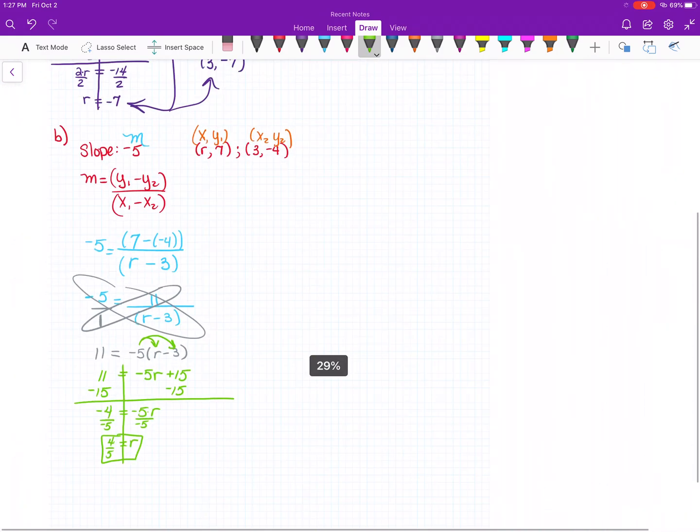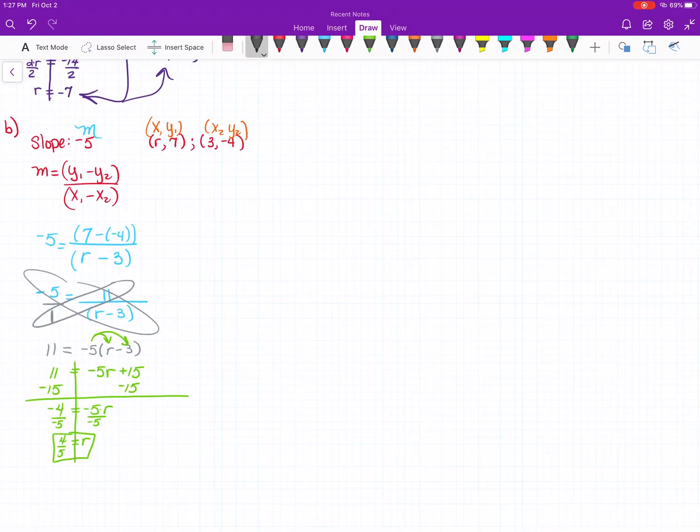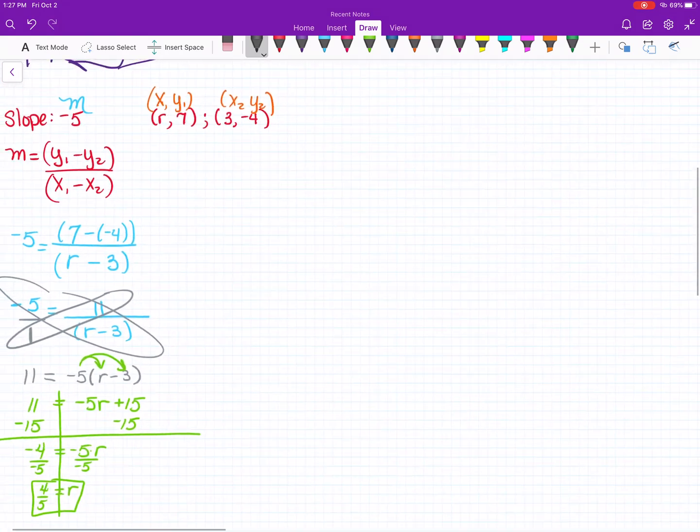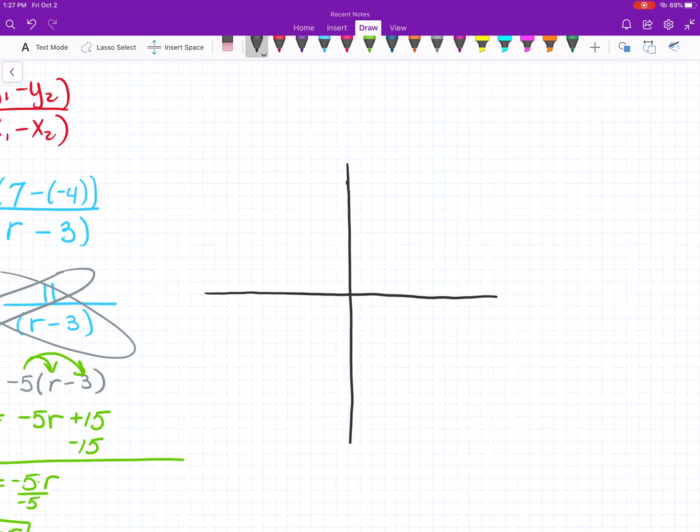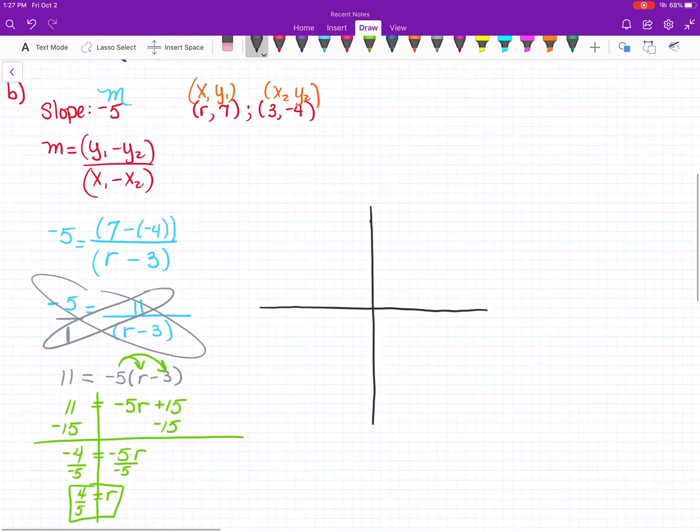So let me shrink down so we can do a quick graph of this. So let me come over here. Of course, I made the grid bigger, and now I can't use it. So let me graph this. Let's graph the point we know. The point we know is 3, -4. So 1, 2, 3, down 1, 2, 3, 4. There's the point I know.